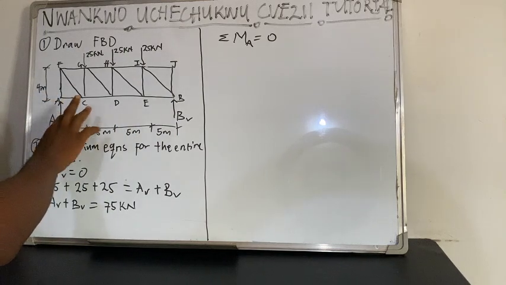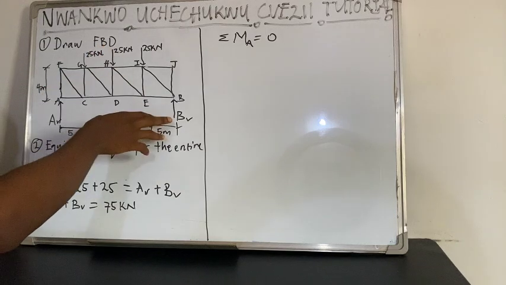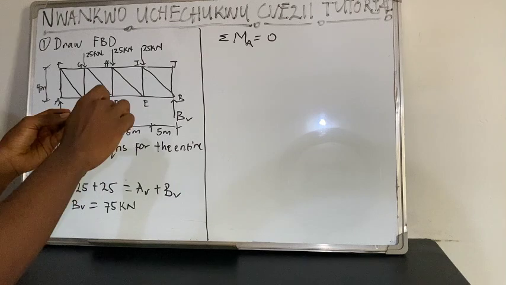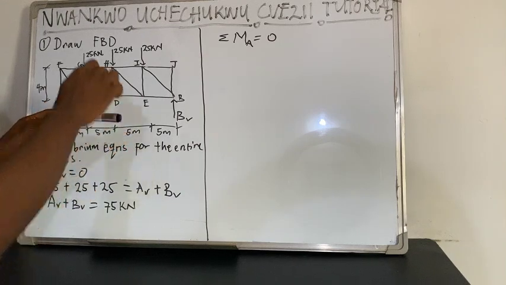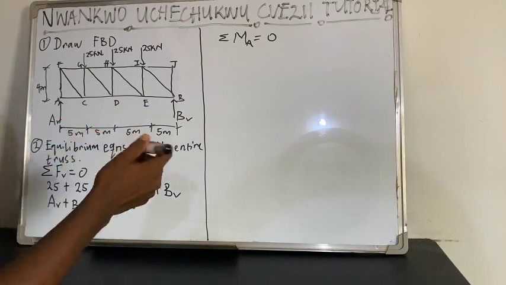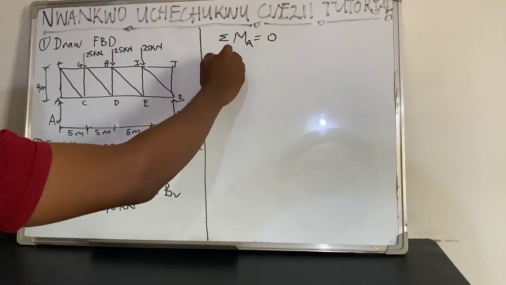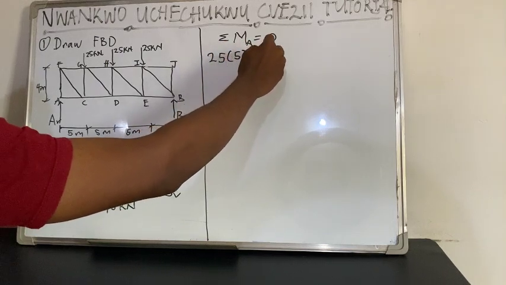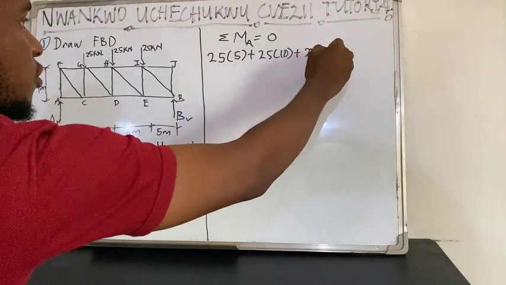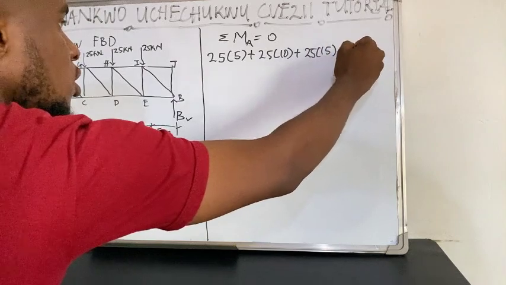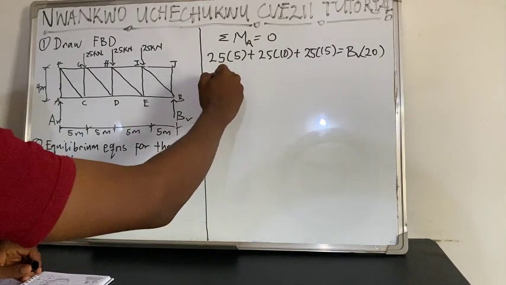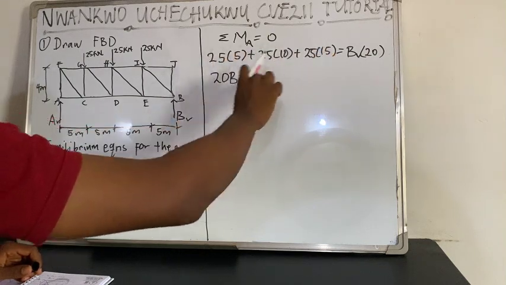As usual, you check that clockwise moment is equal to anticlockwise moment. The effect of the moment is trying to bend the structure. The 25 kilonewtons acting on top are trying to bend it like this, and BV is trying to bend it the opposite way. So we have 25 times 5 plus 25 times 10 plus 25 times 15 is equal to BV times 20.